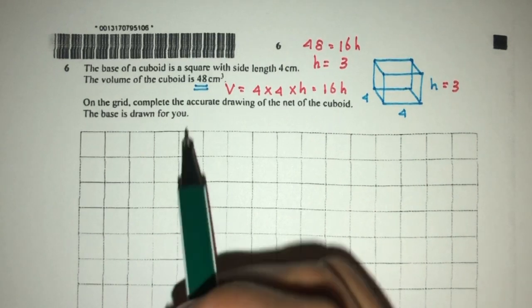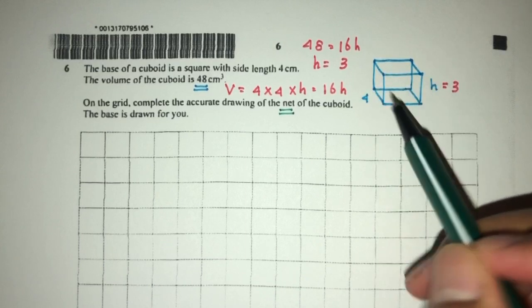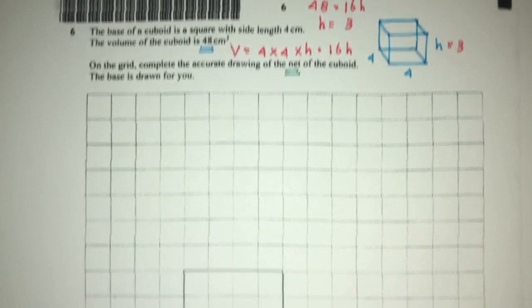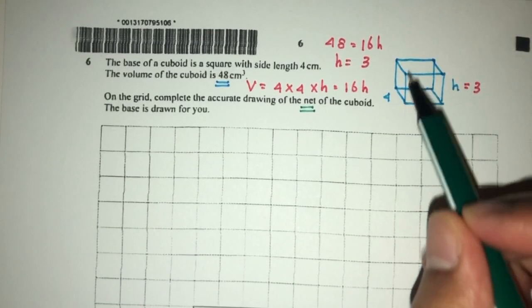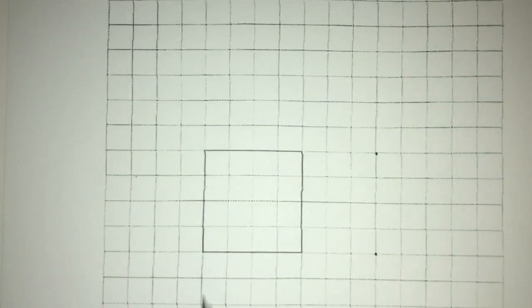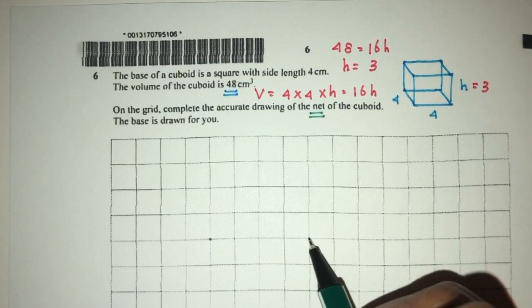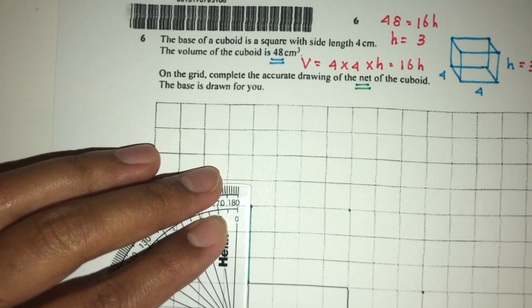Now, we have to draw the net of this cuboid. So we have to have how many faces? 1, 2, 3, 4, 5, 6. So 6 faces in total. Now the base is given to you, 4 by 4. Now we have to draw the walls or the sides around the face. So pretty easy. The height is 3. That should be 1, 2, 3 for each wall. This is the walls around the shape, right? So we have to understand that. This is basically the walls that we have to draw.